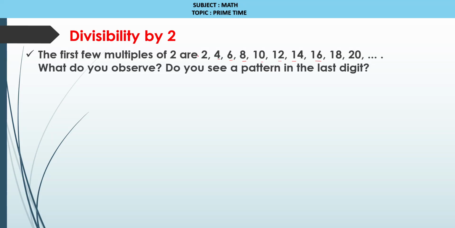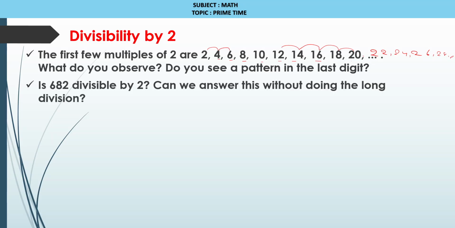What do you observe here? The numbers are even numbers ending with 2, 4, 6, 8, again 0, 2, 4, 6, 8 and so on. Here we are observing the pattern 2, 4, 6, 8, 0 repeating. Next it will come as 22, 24, 26, 28 and 30.